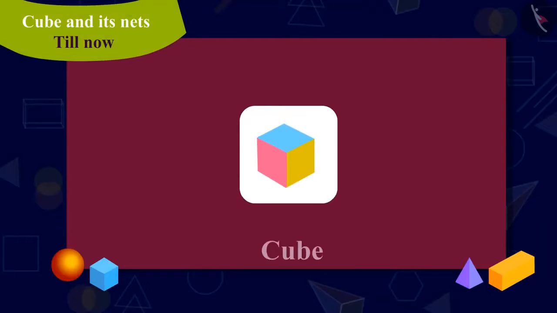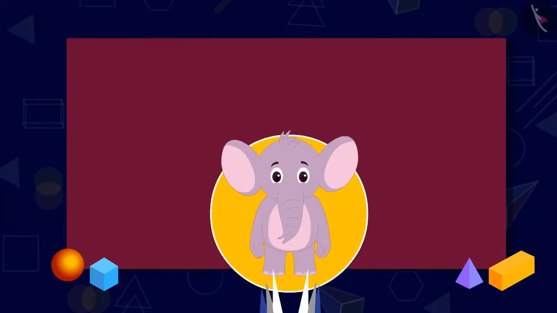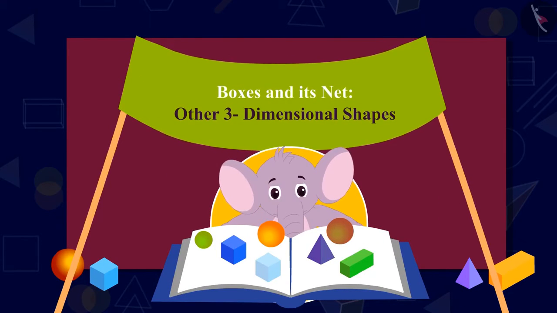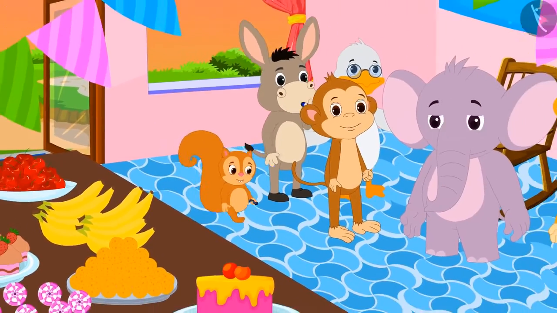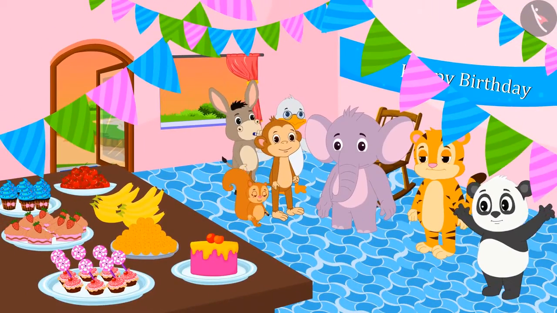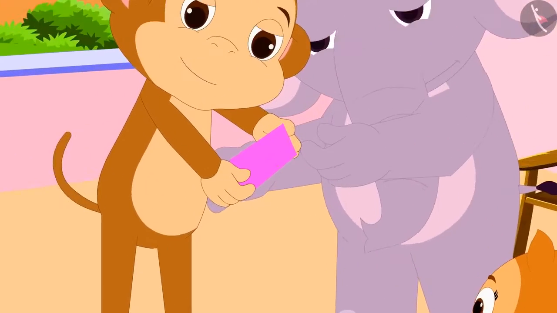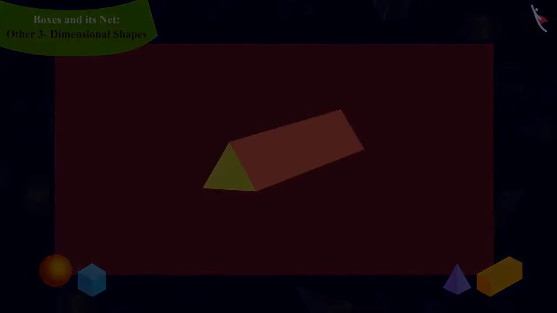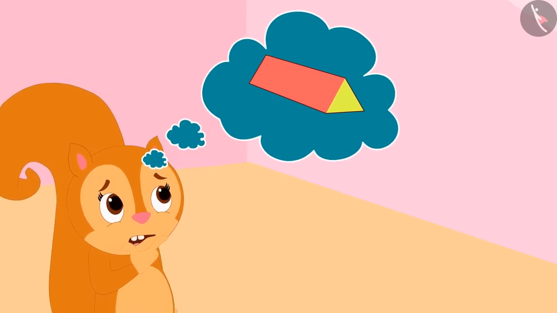Kids, in the previous video, we learned about the cube and its net. In this video, we will learn about other 3-dimensional shapes and their nets. When Chanda reached Appu's party, she saw that there were many people there. Chanda noticed that Babban brought a pencil box of this shape for Appu. Chanda is thinking that if she had to make a box of this shape, how would she do this?